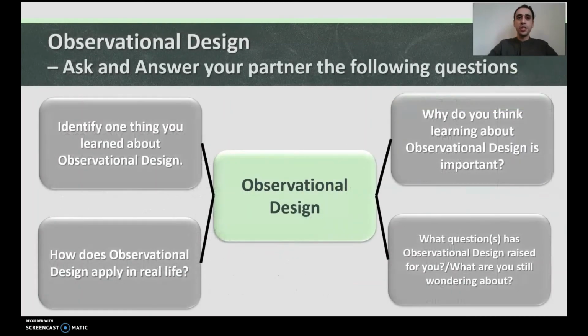And that's observational design. Have a little think about one thing you learned about observational design. Why do you think learning about observational design is important, and how does it apply in real life? Any questions? Let me know.